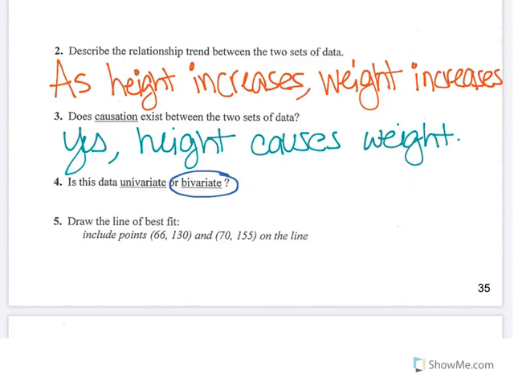Now for question 5, to draw the line of best fit, try to grab a straight edge or a ruler or anything that you can make a straight line with, and you're going to draw that straight line through the points (66, 130) and (70, 155).